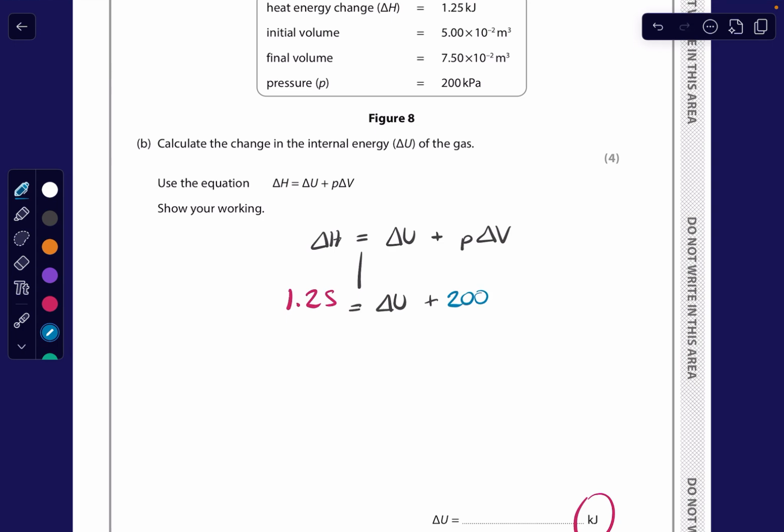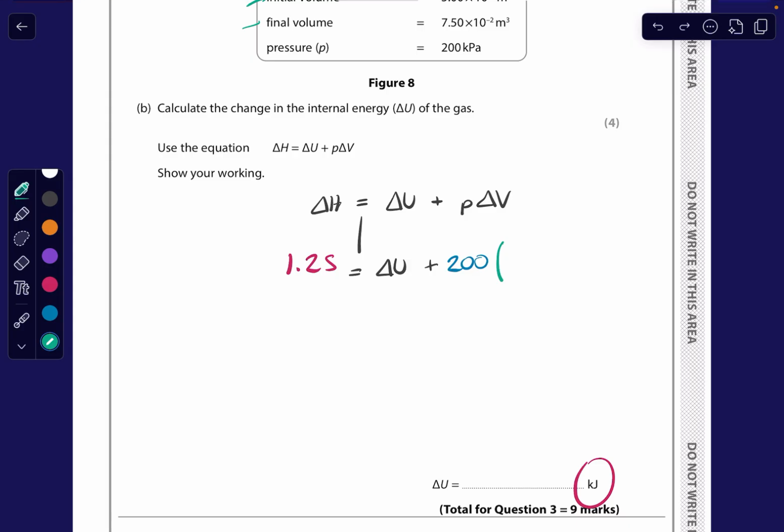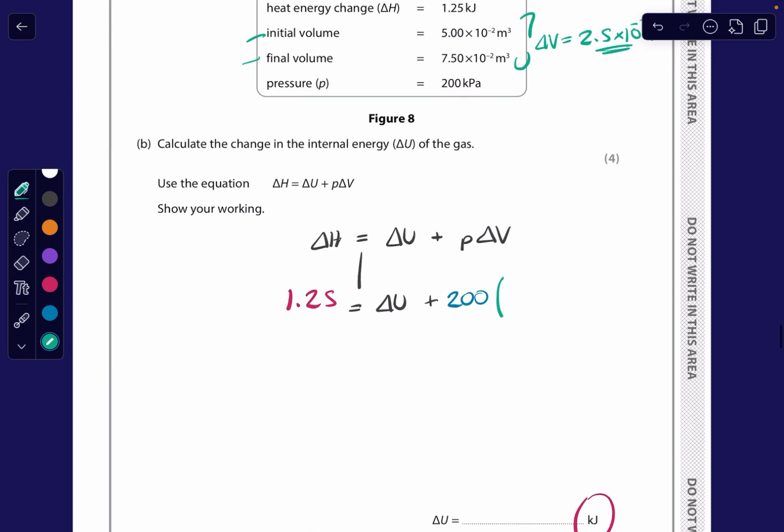I'm going to multiply that by my change in volume. Do I have a change in volume? All right, I've got an initial and I've got a final. So I've got 5 times 10 to the negative 2 and 7.5 times 10 to the negative 2. These factors are the same, so it is basically just 7.5 take away 5, that's 2.5, times 10 to the minus 2. So I would do that here, just to show that delta V equals 2.5 times 10 to the negative 2, and that is in meters cubed.